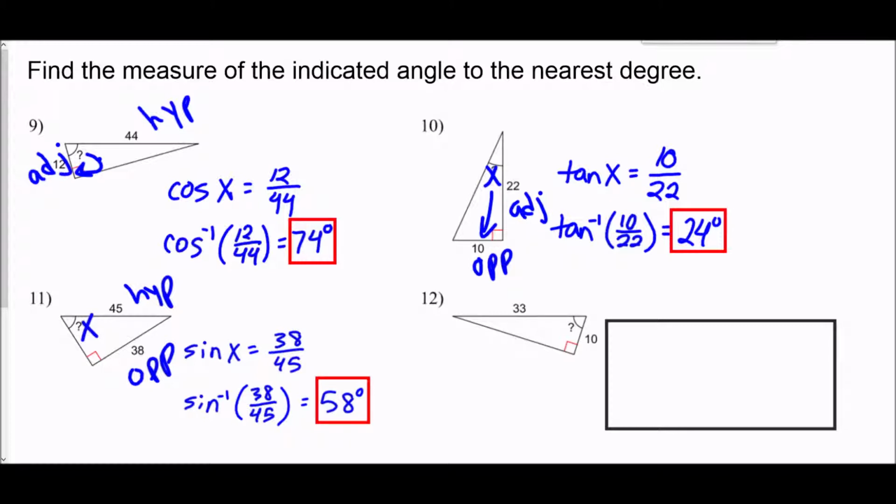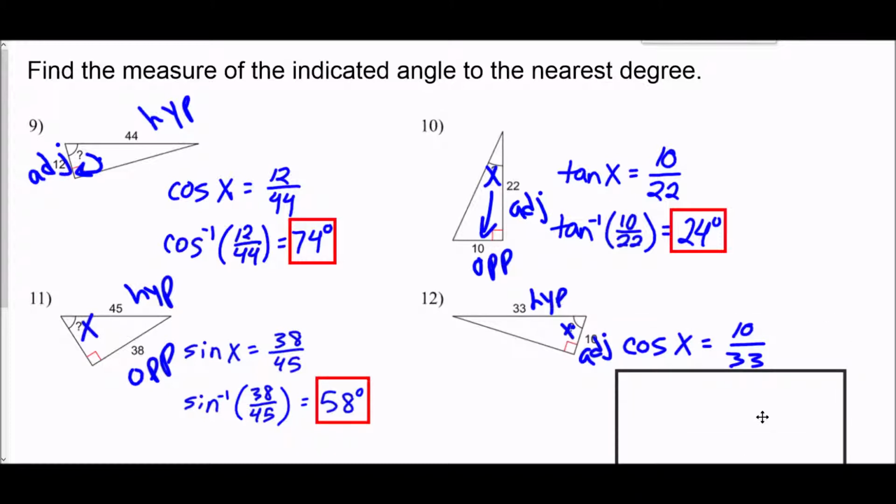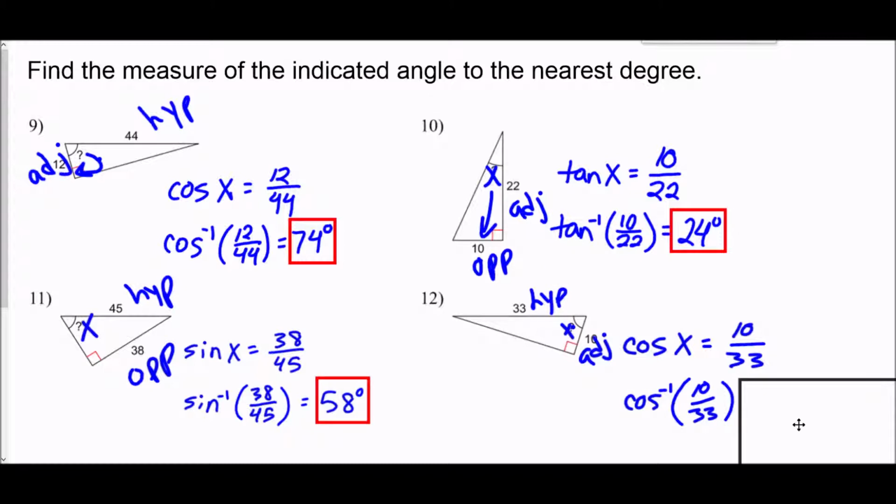Last one. So this is x. This is the adjacent, 10 is adjacent. 33 is the hypotenuse, because that's opposite the right angle. Adjacent and hypotenuse, that's dealing with cosine. Cosine is the ratio of the adjacent over hypotenuse. So the cosine of x is 10 over 33, and we can do the inverse of that in our calculator. So the second cosine, inverse cosine of 10 over 33, is 72 degrees.